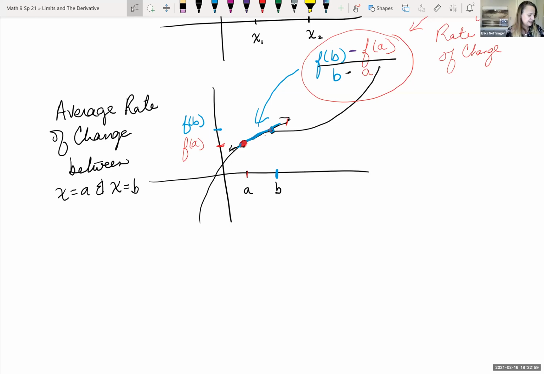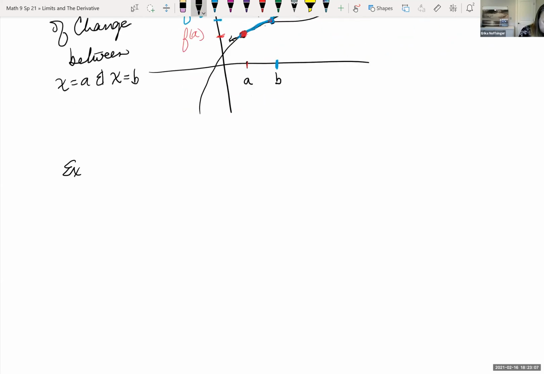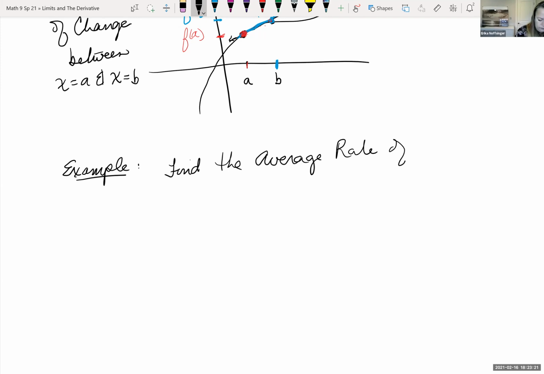So let's look at an example. So we want to find the average rate of change. And let's say f of x is equal to negative 4x squared minus 6. And we want to look at this between x equals 2 and x equals 6.